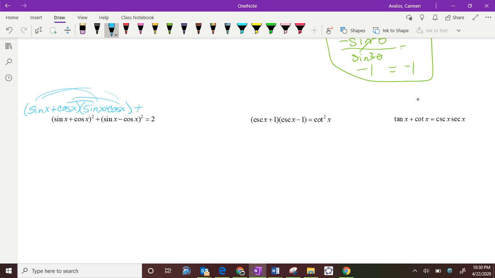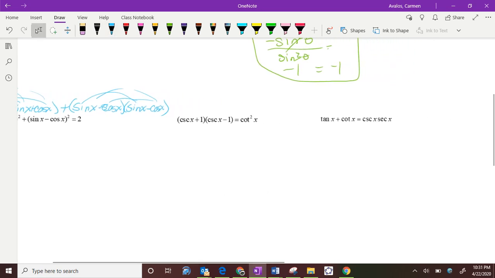And then it's going to be plus, and then you're doing the same thing here. So you're going to get sine of x minus cosine of x, and then sine of x minus cosine of x, and you're going to do the same thing. You're going to distribute, distribute, distribute, expand, combine like terms, and see what you get on there. And then here you're going to do the exact same thing.